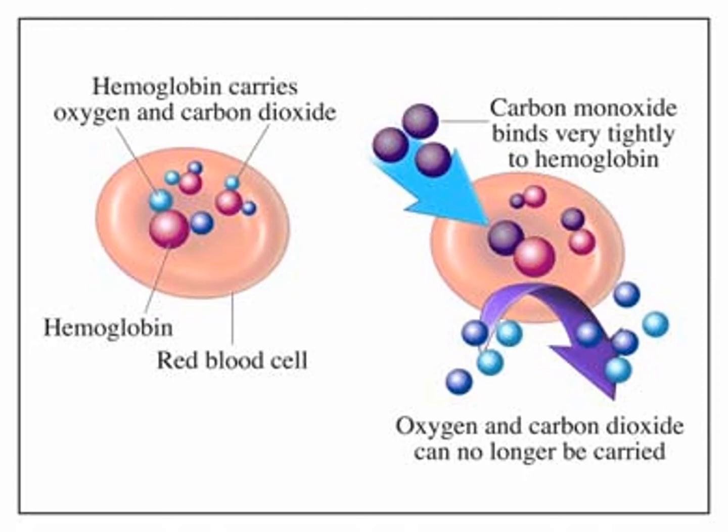Of course, to release the oxygen to our cells and to release the carbon dioxide from the cells back to the lungs. But if carbon monoxide is there, your oxygen and carbon dioxide can no longer be carried by your hemoglobin because carbon monoxide binds very tightly to your hemoglobin.